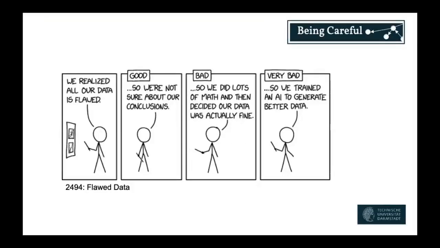You're going to see a lot of these XKCD comics from Randall Munroe, just to lighten it up a little bit and also have these satire sketches here. So what we have here is number 2494, flawed data. On the left, we realize all our data is flawed. And now there are 3 responses to working with this, right?